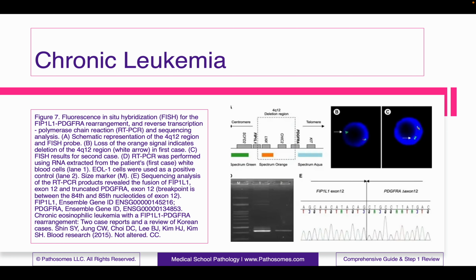And this particular slide is outside of your purview. It's here just so that you can recognize PDGFR, right? If you ever see that mutation, I want you to think eosinophils, okay?